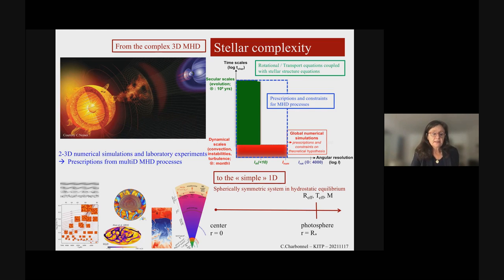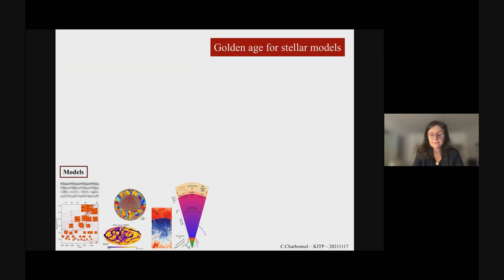So recently, over the years, there have been lots of 2D and 3D numerical simulations and also laboratory experiments which start to make some quite good predictions for these multi-dimensional processes. But as you discussed previously during this workshop, going from the 3D to the 1D is not trivial. The simulations don't run in the stellar regime, so you need to rescale to match the stellar conditions. There is also the challenge of the interactions between the different processes, which increases the difficulty.